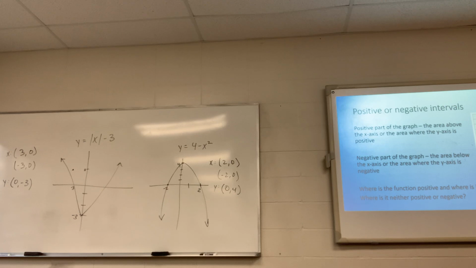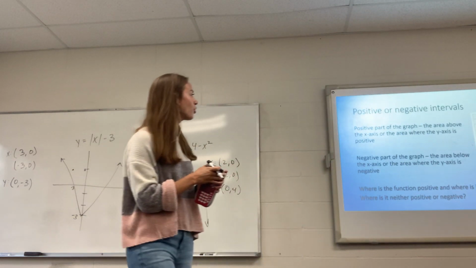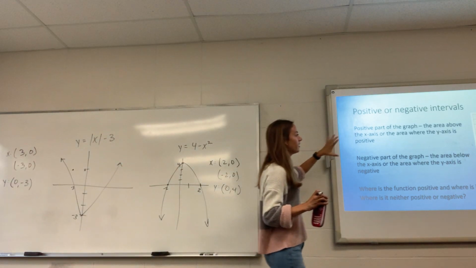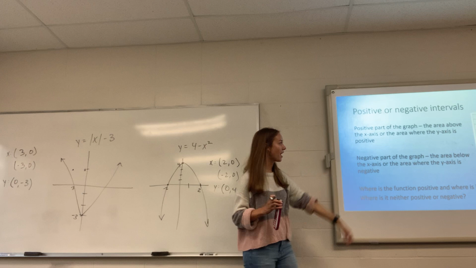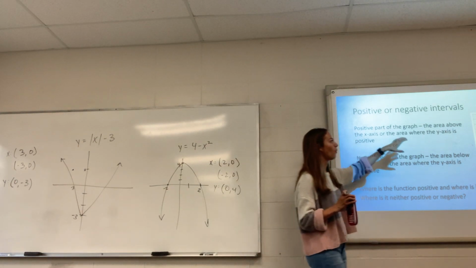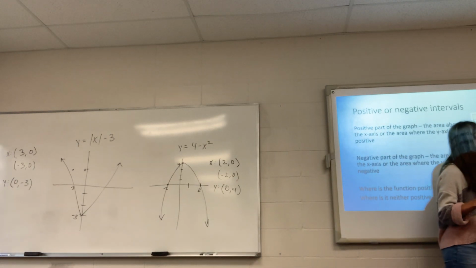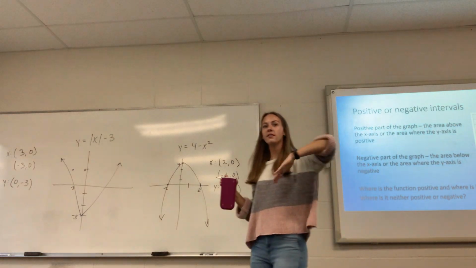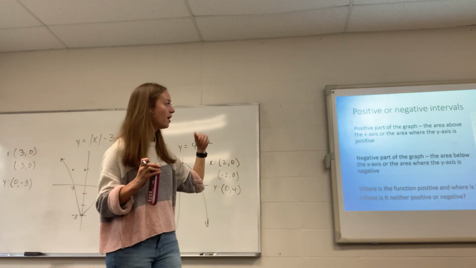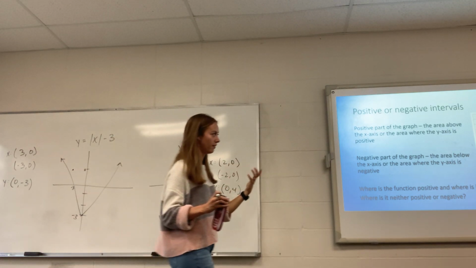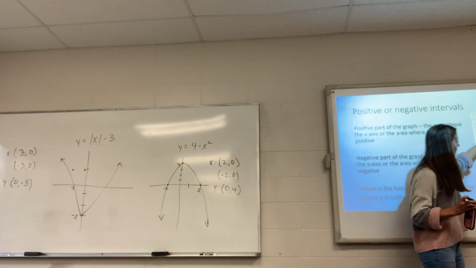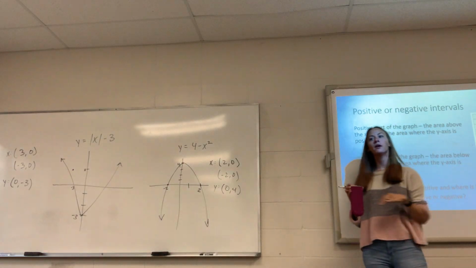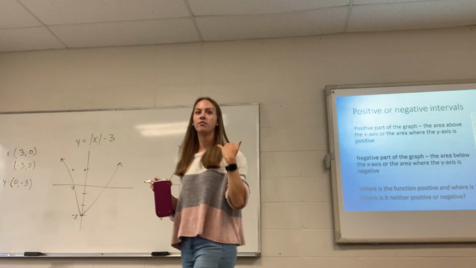Alright, so now positive and negative. So the positive and negative intervals, the positive part of the graph is just gonna be the area above the x-axis, or basically where our y-axis is positive. So all of this would be positive. So everything that's up in the positive y. Okay, so anything above the x-axis is positive, anything below the x-axis is negative, which makes sense if you think like down here you'd have like the negatives on your y, and up here you have the positives on your y. So positive above x-axis, negative below the x-axis.